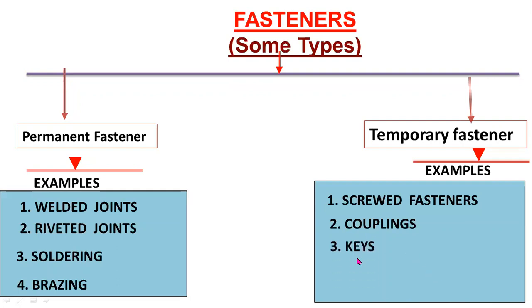Keys: sunk key, saddle key, feather key, woodruff key. These are some examples for keys. Cotter joints: socket and spigot cotter joint, sleeve and cotter joint. Those are examples for cotter joints. Knuckle joint. These all are some examples for temporary fasteners.